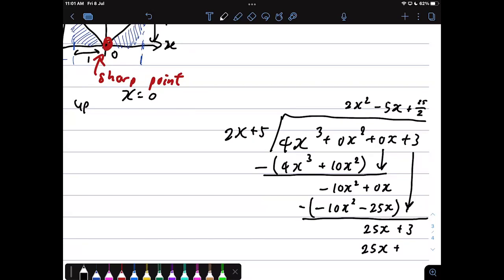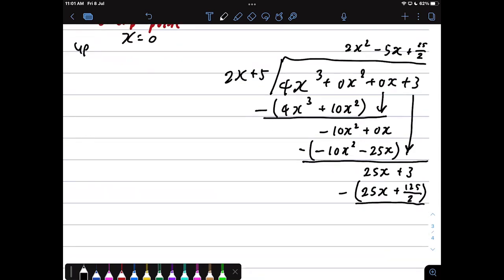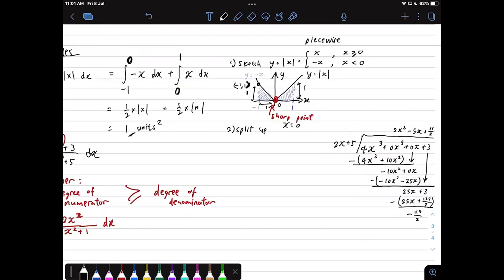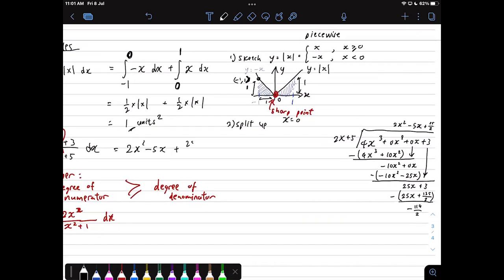Plus 5 times 25 over 2, that's 125 over 2. Minus bracket, draw a line. Now we can subtract 3 minus 125 over 2. I need a calculator for this. Negative 119 over 2. So your final answer will be the quotient 2x squared minus 5x plus 25 over 2. Then you add on negative 119, the remainder, divided by the divisor, 2x plus 5.